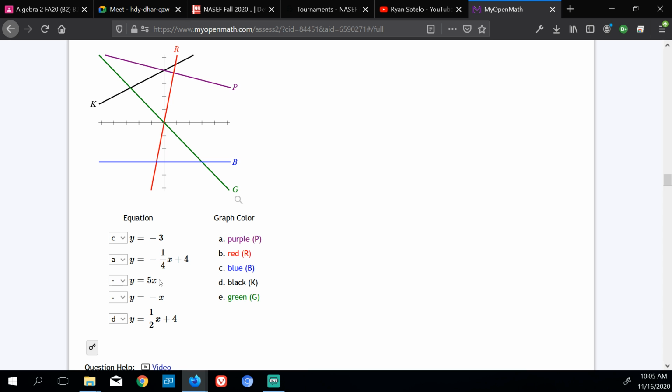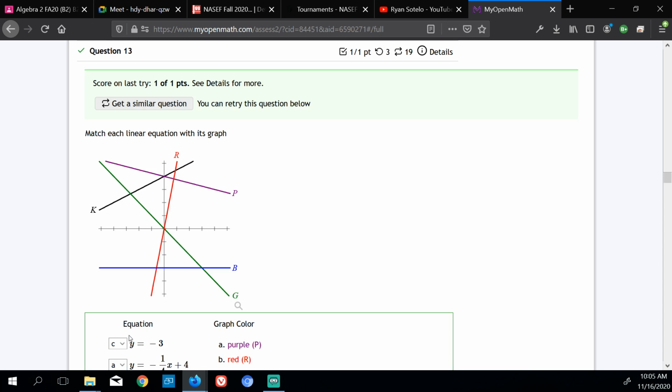Then there's 2 that cross at 0. See, the y-intercept must be 0. One of them has a negative slope. That's the green one, right? So that's y equals -10. Yeah. And the other one's got to be this one, the red. Good.